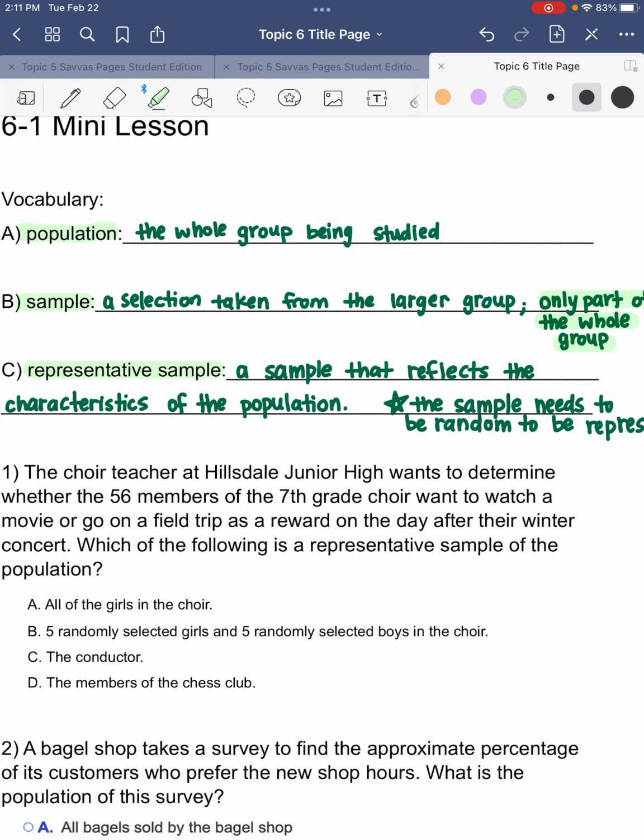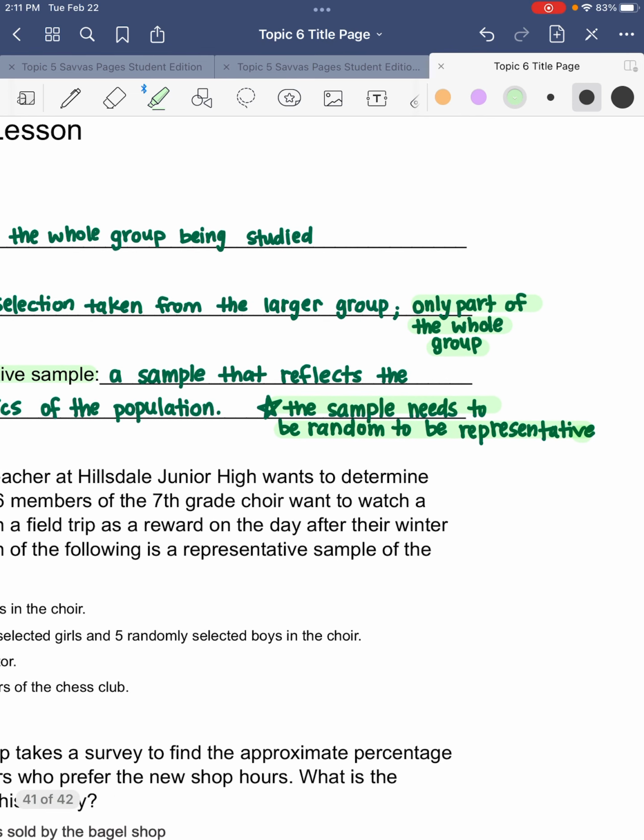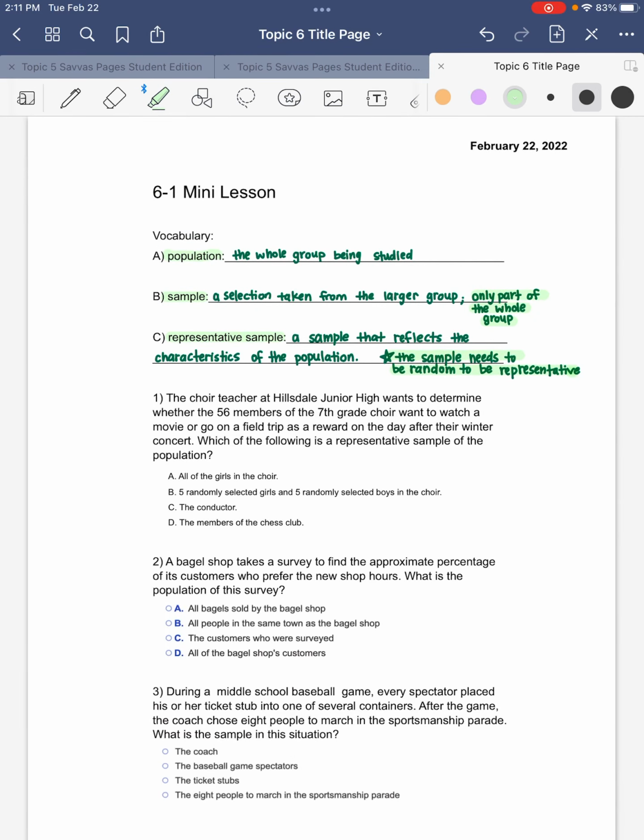So the sample needs to be random in order to be representative, and that's a really important note. In order for a sample to be representative, it needs to be randomly selected. So you can't just survey your friends, you have to survey a randomly selected group of people. Okay, so now that we've talked about that vocab, let's get started with some examples.